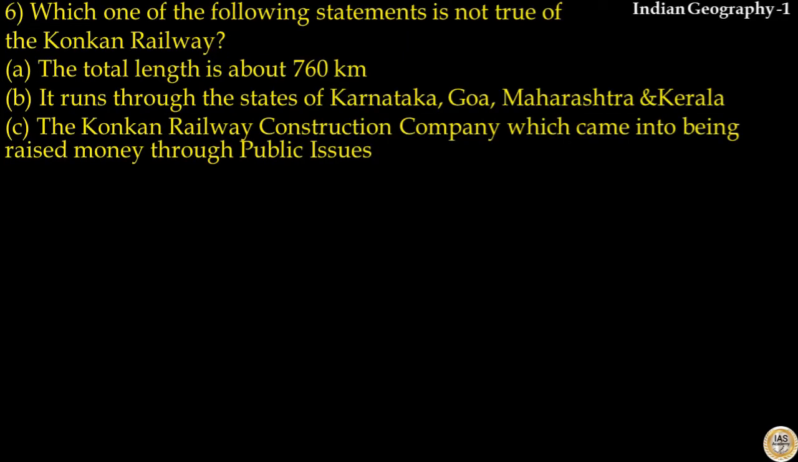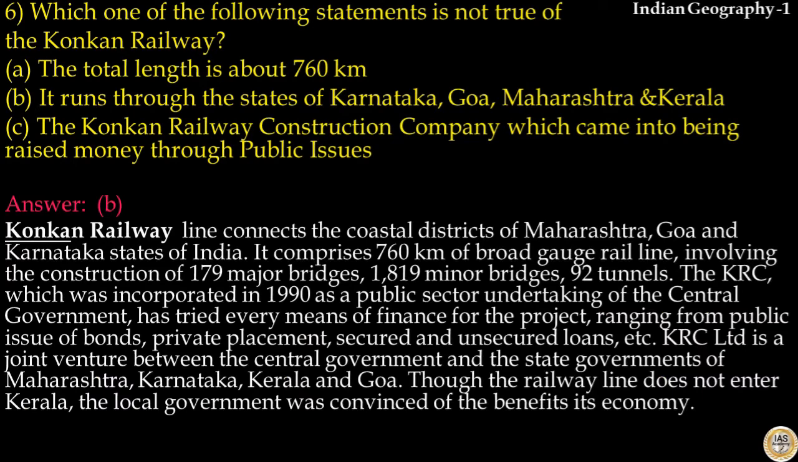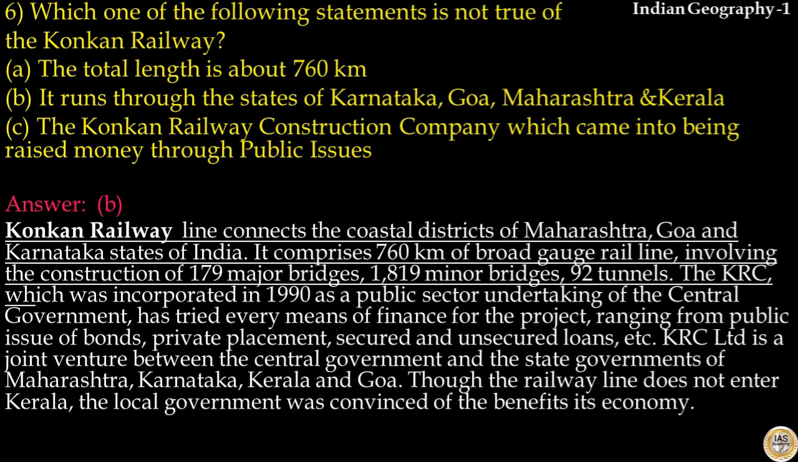Question number 6. Which one of the following statement is not true about Konkan Railway? Option A, the total length is about 760 km. Option B, it runs through the states of Karnataka, Goa, Maharashtra and Kerala. Option C, the Konkan Railway Construction Company, which came into being, raised money through public issues. Here answer to this question is option B. Konkan Railway line connects the coastal district of Maharashtra, Goa and Karnataka states of India.